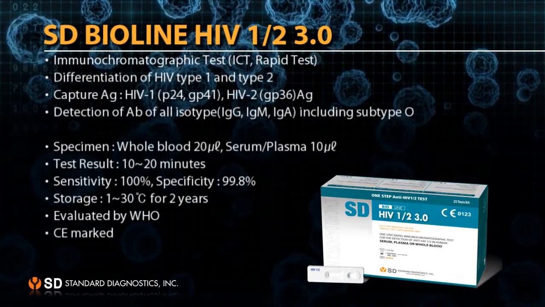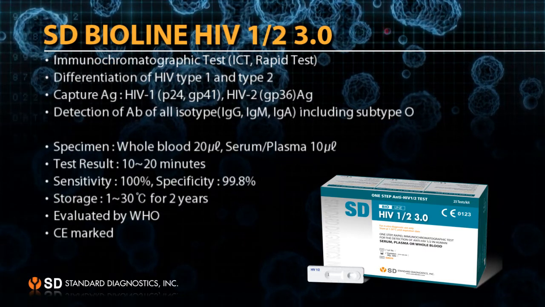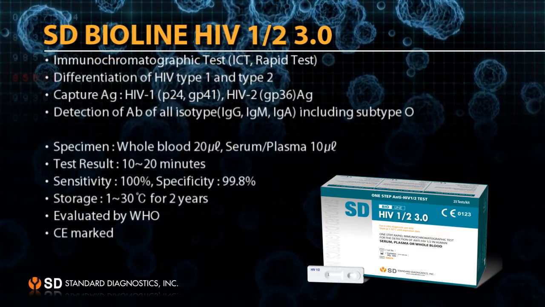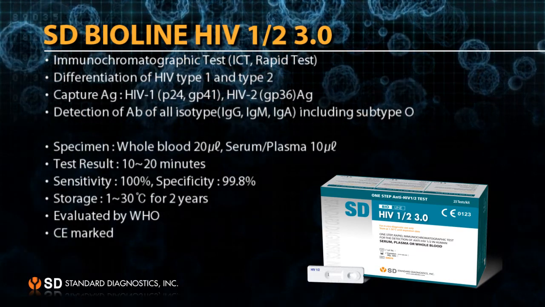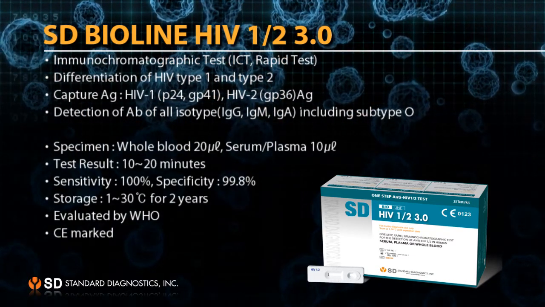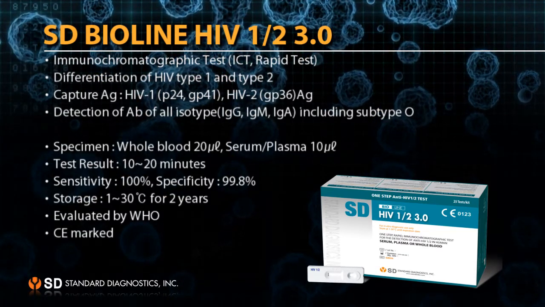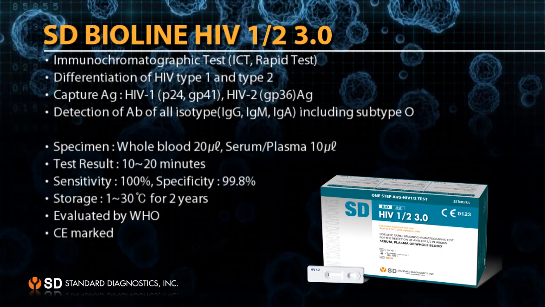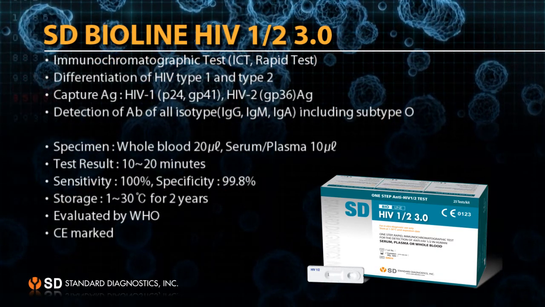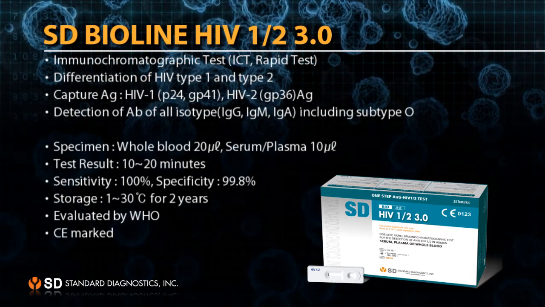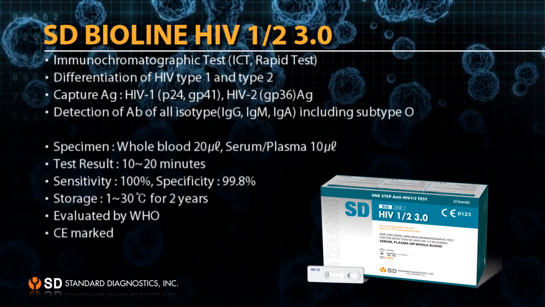ST BIOLINE HIV 1 and 2 rapid test is designed for differential detection of all isotype antibodies specific to HIV type 1, including subtype O, and type 2 simultaneously. Serum, plasma, and whole blood can be used as specimen. Test result is only 20 minutes. Storage condition is room temperature for 2 years. Sensitivity is 100%, and specificity is 99.8%.